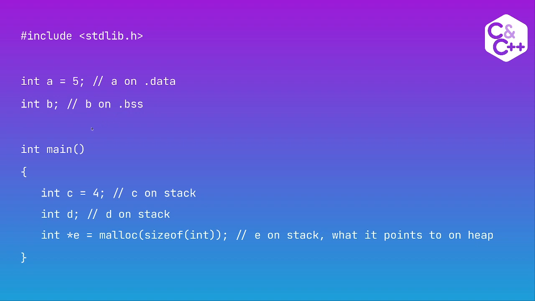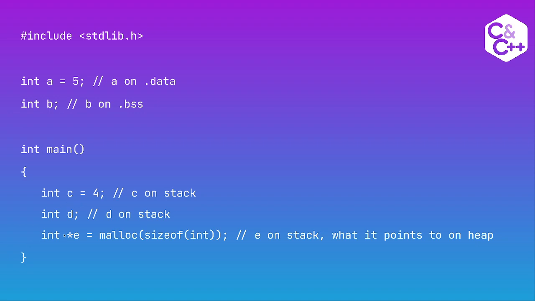Now in the main function, let's say we go into a function, it doesn't matter, it's the main function, it can be any function. When we declare int c equals 4, it will be stored on the stack. And when you do int d, that will also be on the stack. See, when you make a non-global variable, it doesn't matter whether it's initialized or not. These all will live on the stack.